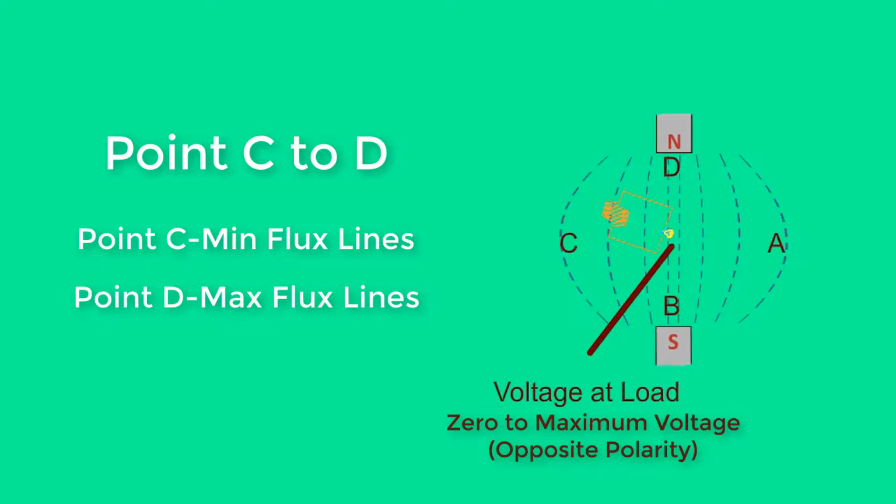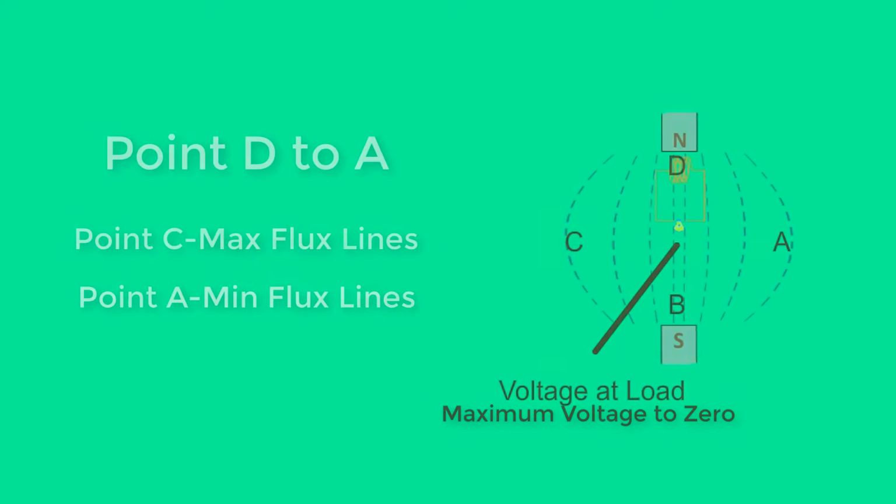As the coil moves to point D, the coil cuts the most dense flux lines. At point D, the coil is cutting the flux lines at 90 degrees and creates the maximum voltage in the opposite polarity. As the coil returns to point A and completes one revolution, the voltage falls back to 0 volts at the load. With each revolution, the generator produces a voltage that rises and falls and changes polarity.